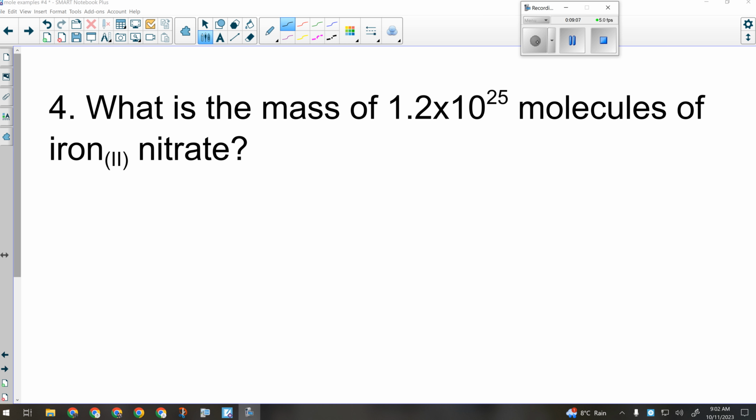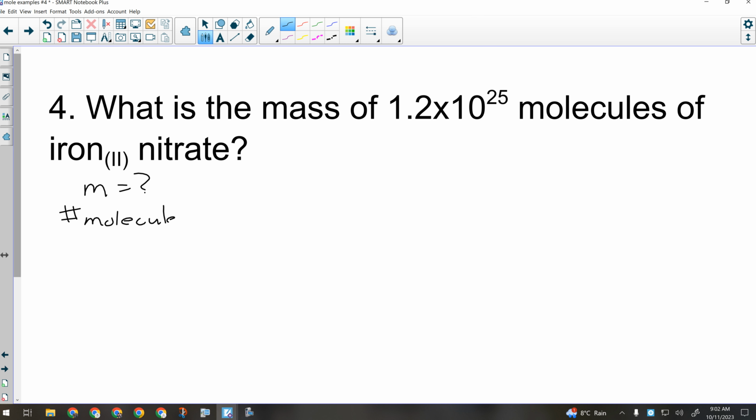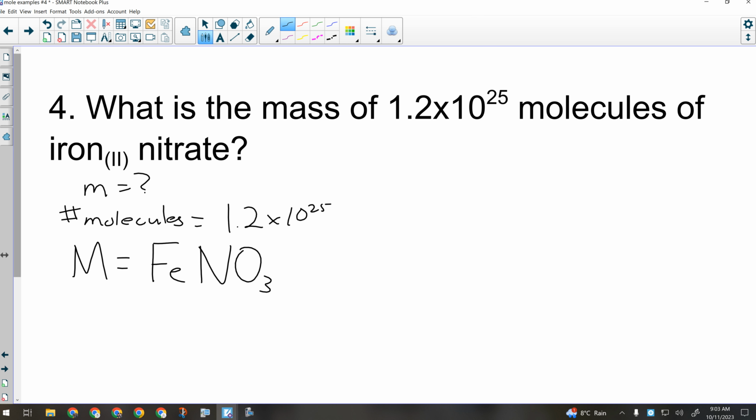Okay, on number 4 here, they want to know the mass, so we're looking for little m. They give us the number of molecules, so are we going to need Avogadro's number again? Yes. 1.2 times 10 to the 25. And they tell us that it is iron(II) nitrate. So Fe(NO3)2, is that ionic? Yes. The nitrate is a -1, and the Roman numeral tells me that iron is a +2, so I need to enclose the nitrate in brackets with a 2 outside.